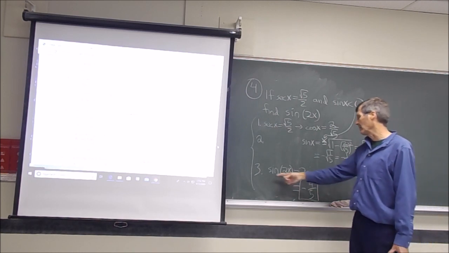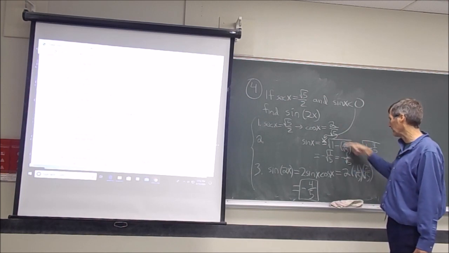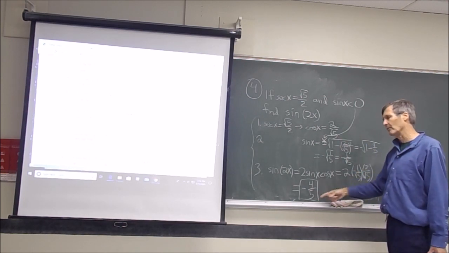Now you write down the double angle identity. Sine of 2x is 2 sine x cosine x, is twice the product of these two that you found, is minus 4/5.